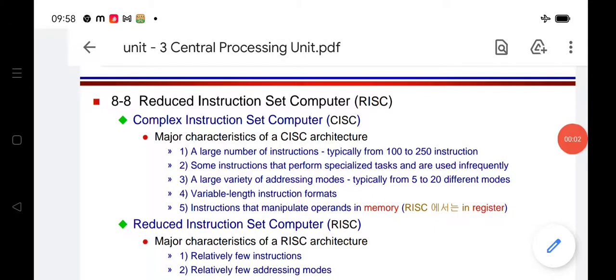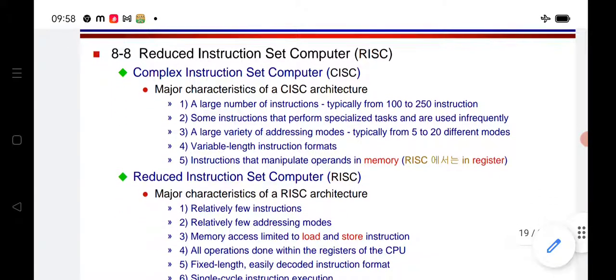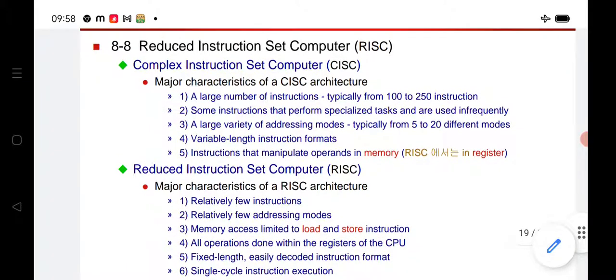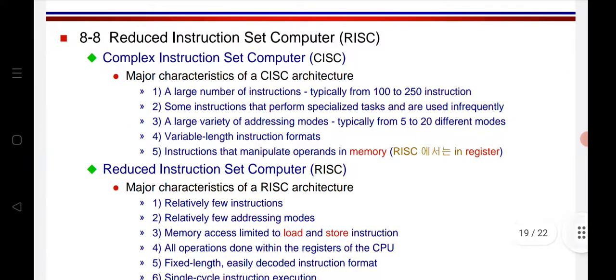Hello students, let us start with our third unit's next topic, which is known as the Reduced Instruction Set Computer. So in today's class we are going to discuss the RISC and CISC instruction set computers. What do you mean by RISC? RISC is nothing but a Reduced Instruction Set Computer, whereas CISC is a Complex Instruction Set Computer.